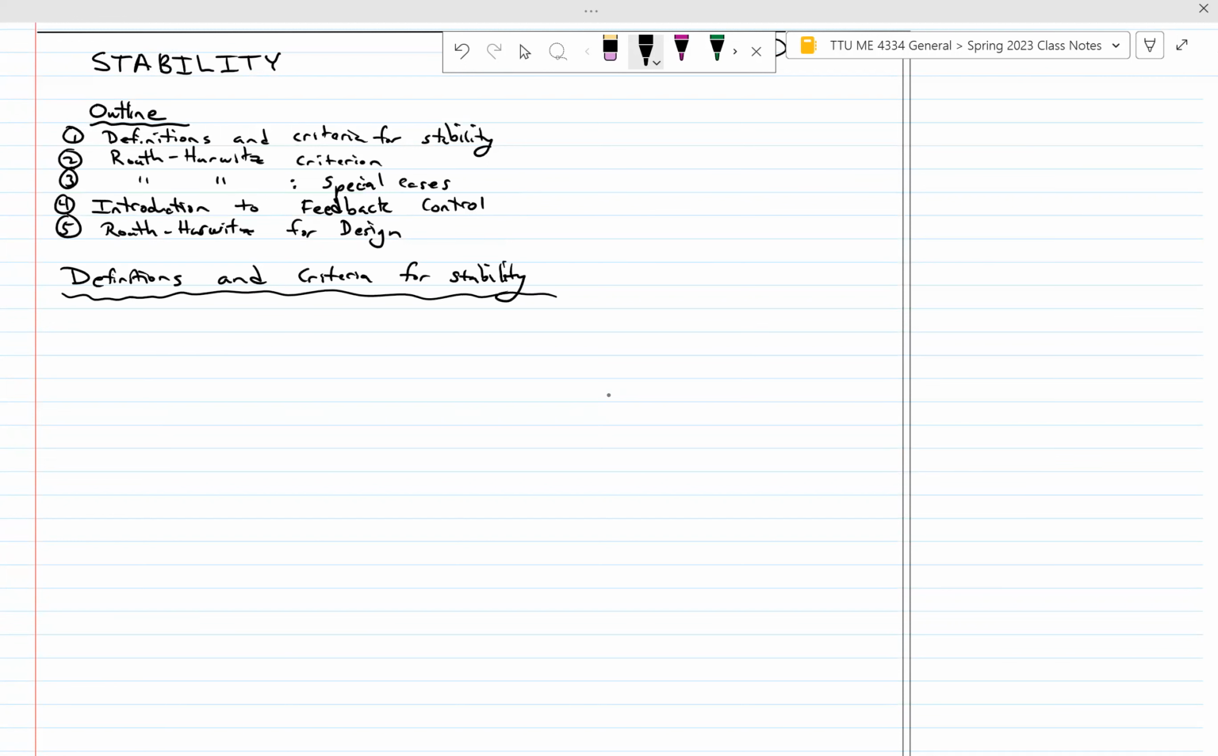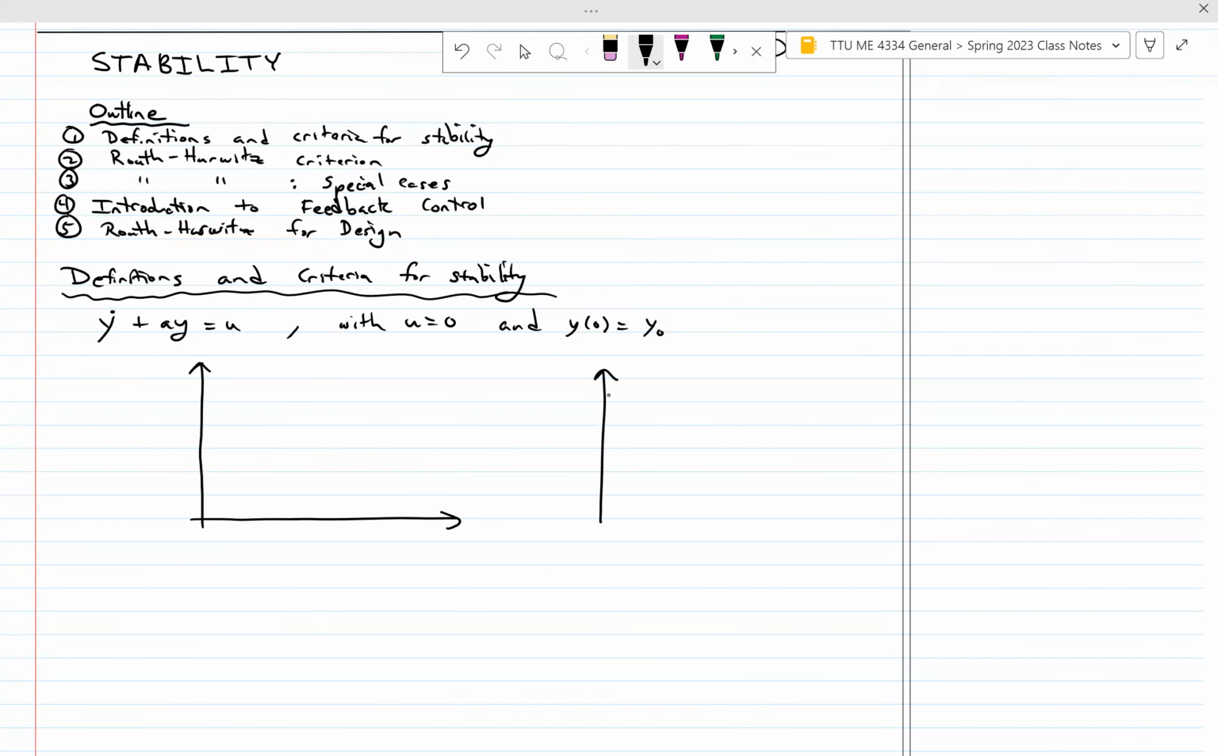Let's say we have a system y dot plus a y is equal to u, with u equal to 0, and we have some initial condition for y. Let's say it's a positive number here. We talked about this so many times. What is y going to look like as a function of time? Give me some ideas here. Let's say our initial condition is here. What is going to happen for y as a function of time for this case?